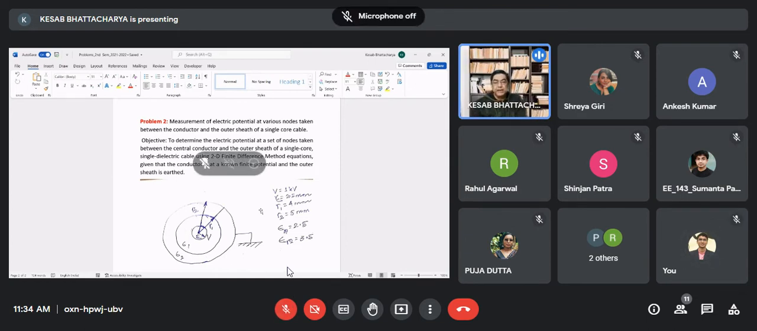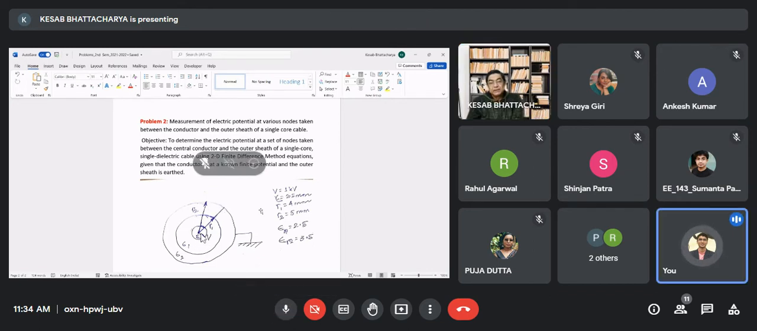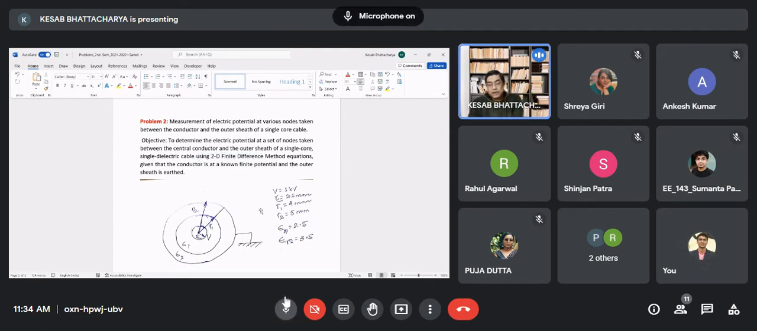And after obtaining the result, how will you understand whether you have got the correct result or not? Along a particular radial distance, it will be independent of theta.